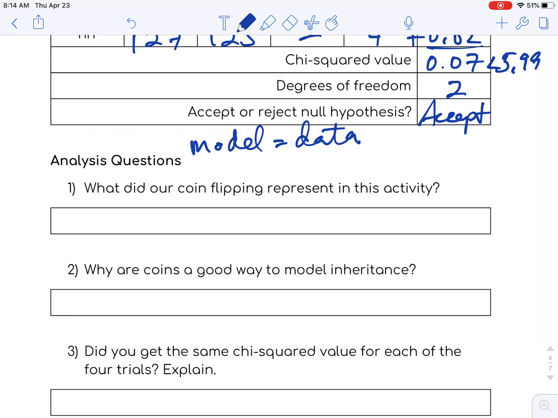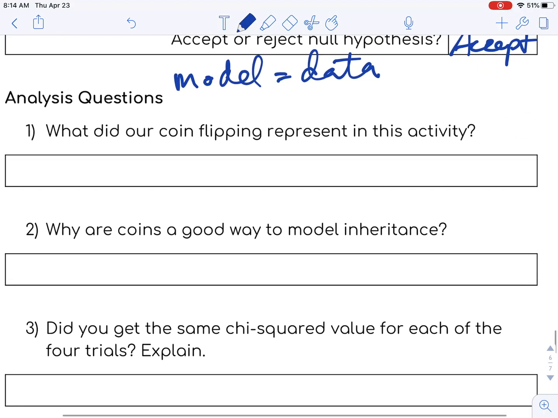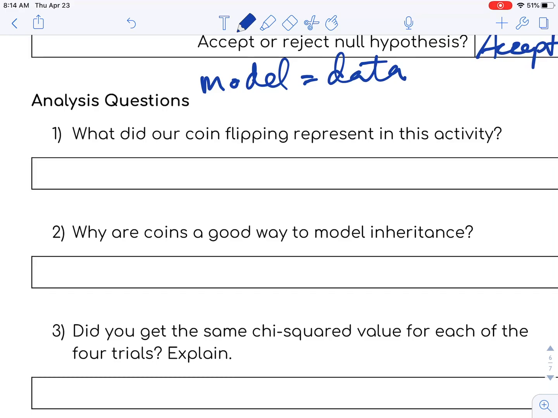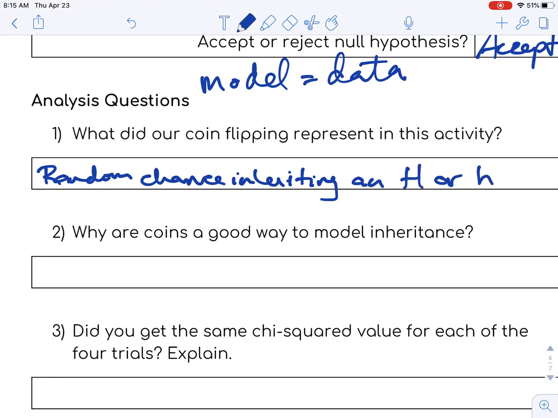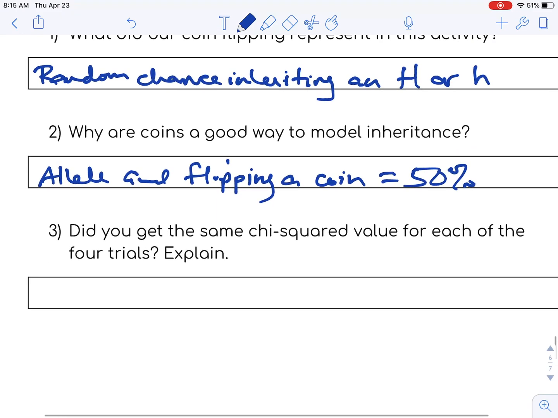So going through the analysis questions, I can run through these real quick too, since we're here. What did our coin flipping represent in this activity? That represented the random chance of inheriting an H or a little h. Why are coins a good way to model inheritance? Because inheriting an allele and flipping a coin each have a 50% probability of giving you an outcome.